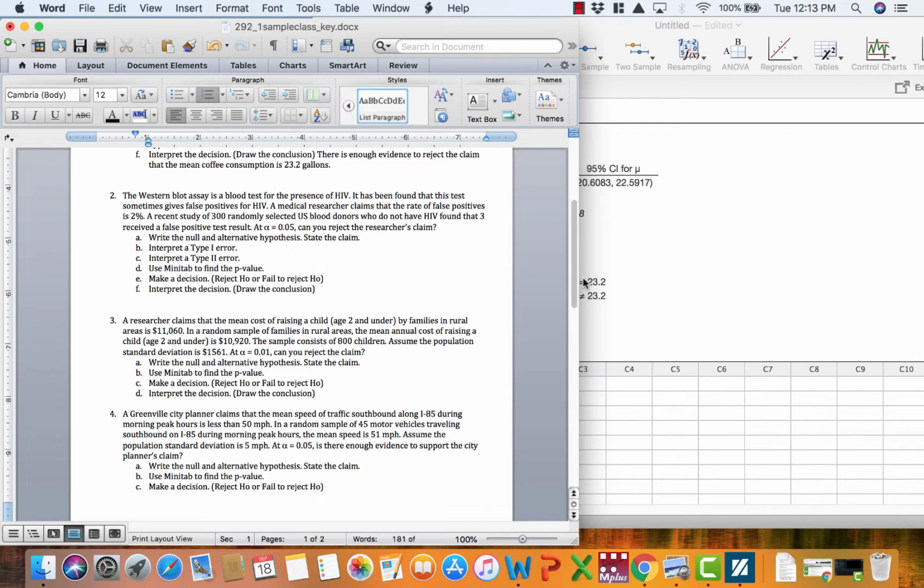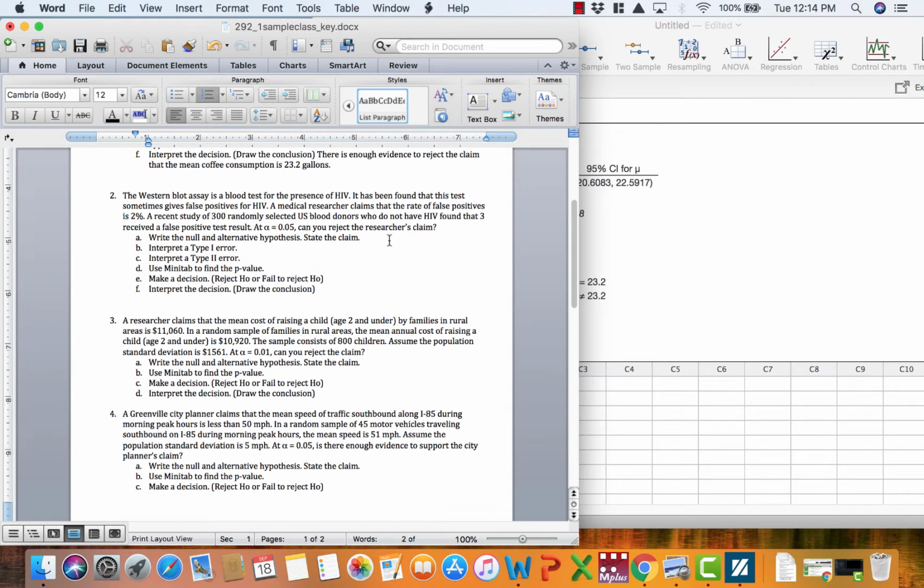Notice at the get-go that this is a proportion one sample hypothesis test. We do not read anything about mean. We do not read anything about standard deviation. We are given a rate of false positives, a claimed rate, and we are given how many out of a sample actually display the false positive.